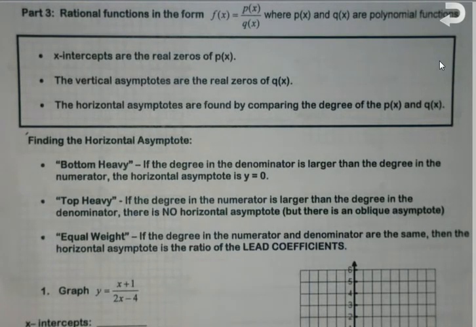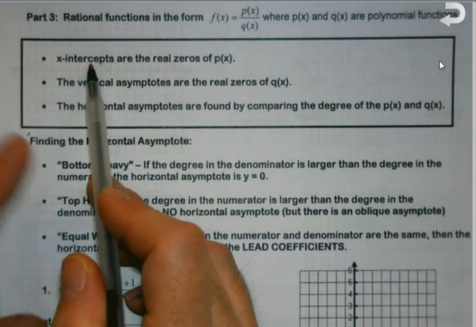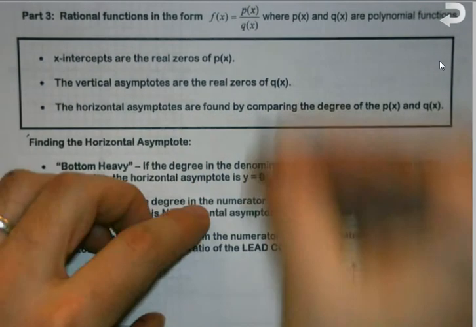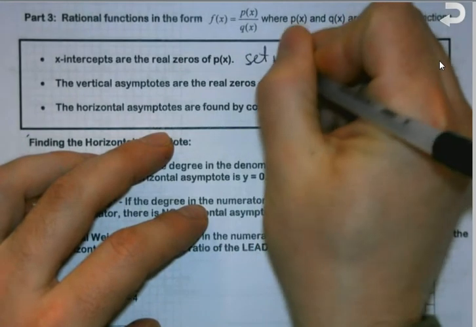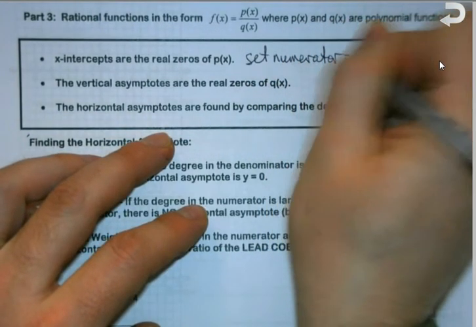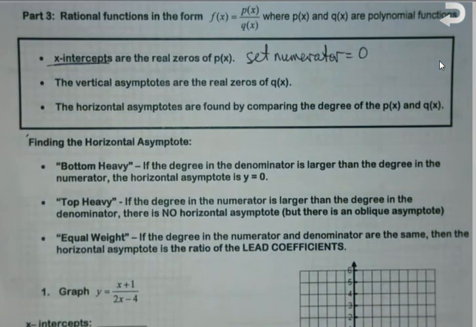We're going to add a couple of things. Our x-intercepts we're now going to look for are the real zeros of p of x. Here's what that means in English. Set the numerator equal to 0 to find your x-intercepts, because p of x just is my numerator.